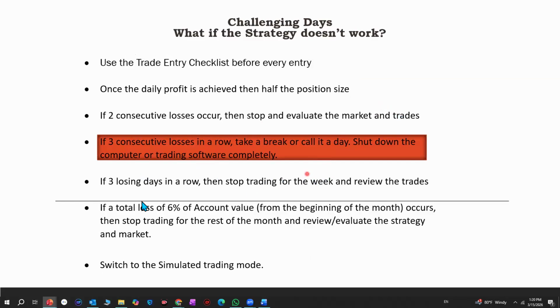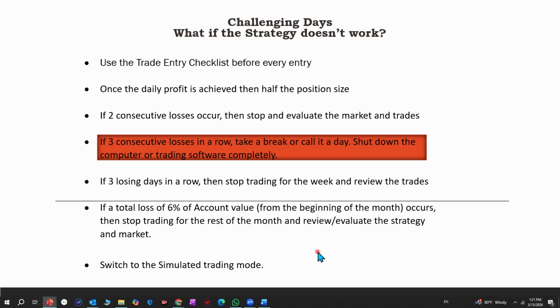Simple as that. Shut down the computer or trading software completely. It is an addiction. If you keep it on, you will come back to it. If three losing days in a row, then stop trading for the week and review the trades. If a total loss of 6% of account value from the beginning of the month occurred, then stop trading for the rest of the month, and review and evaluate the strategy. Or switch to simulated trading mode.